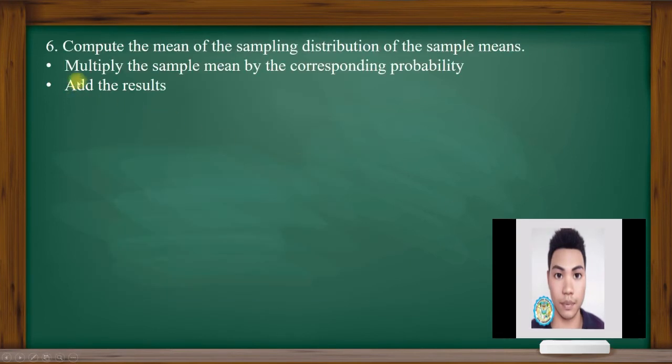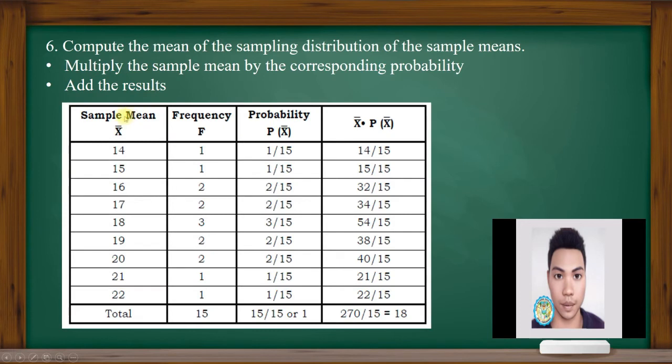Okay, next step, compute the mean of the sampling distribution of the sample means. We have the following steps. Multiply the sample mean by the corresponding probability and then add the results. Here we have the sample mean, frequency, and probability. We multiply the sample mean times its probability. 14 times 1 is 14, then just copy the denominator 15, so 14 over 15. 15 times 1 is 15 over 15. 16 times 2 is 32 over 15.